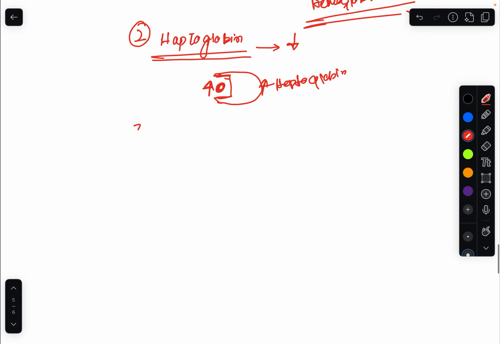Then we measure serum LDH. Remember, LDH is present in high concentration inside the cell. So when the cells are being ruptured, LDH is released into the circulation. So serum LDH will increase. So this is another marker that hemolysis is going on.